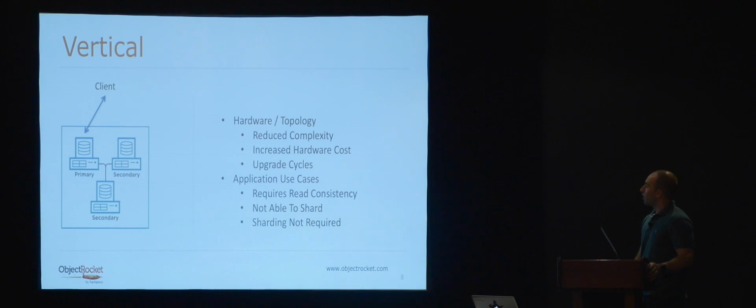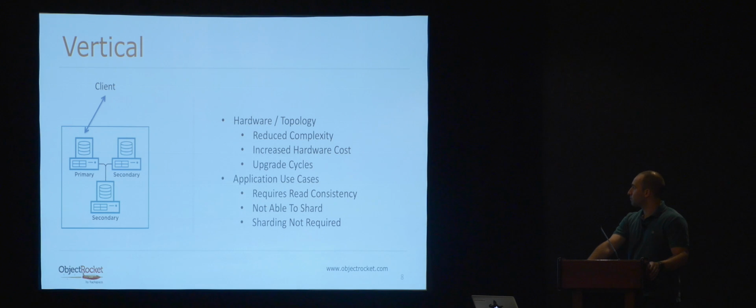This particular scenario, from an application perspective, just requires read consistency. You may not be able to shard at this time, or sharding hasn't been a requirement at this point in time. What you have here is increased hardware costs and possibly costs associated with upgrade cycles. This form does reduce complexity. You don't have to worry about the config servers, you don't have to worry about the mongos tier. You can connect directly to the replica set to get your data.